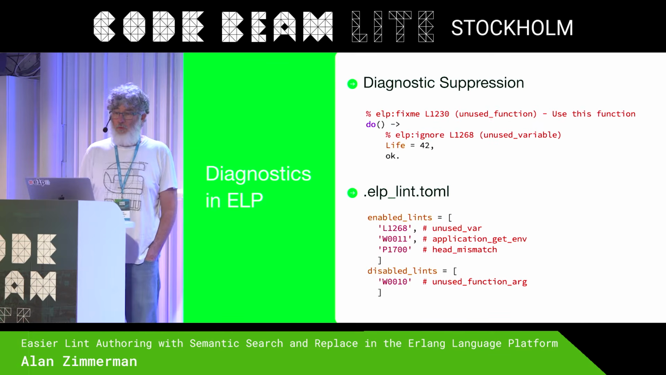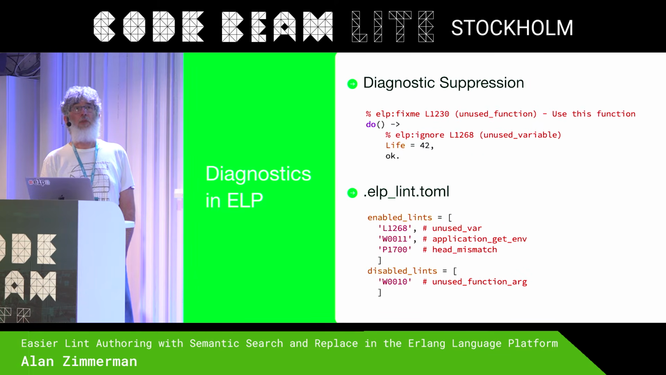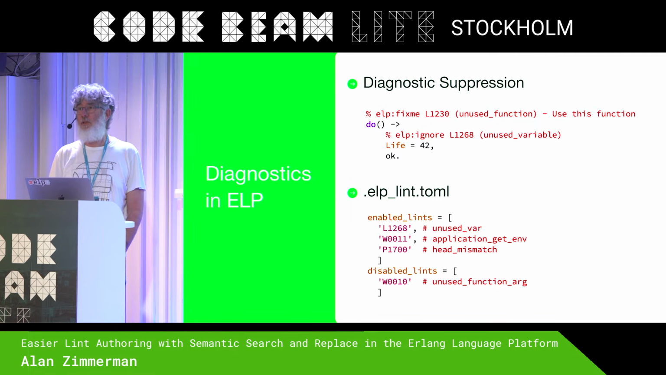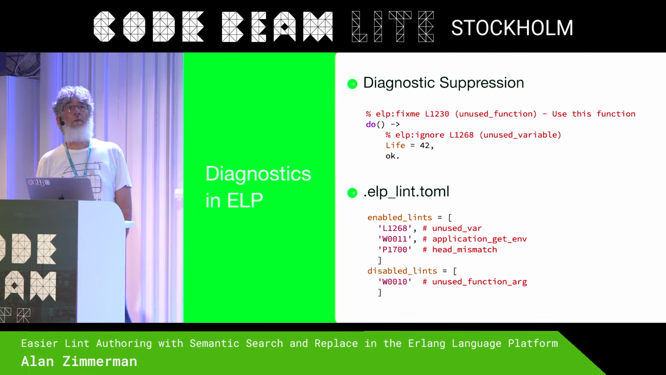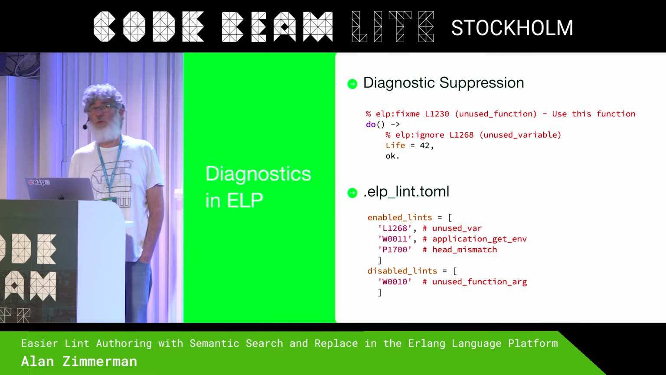One of the things that we do in ELP is we give an error index ID, a diagnostic code, to every single diagnostic we generate. So for example, L1230 means unused function. It comes out of the Erlang compiler. If we don't want this reported because we want our overall compile to be clean, but for some reason this function is in fact used, then we just put either a fixme or an ignore comment on it, and then it's not going to be reported.